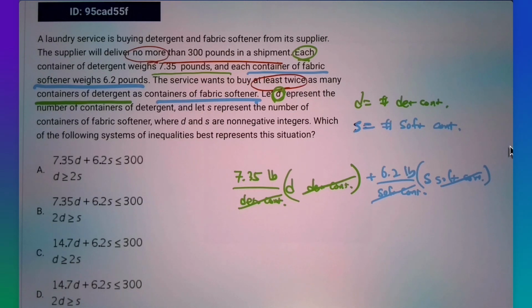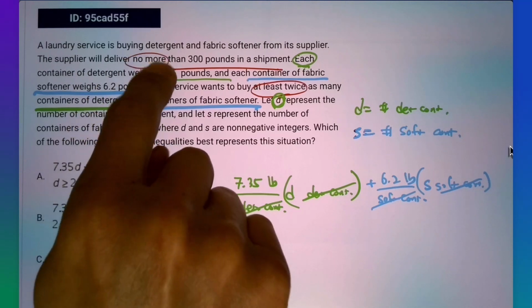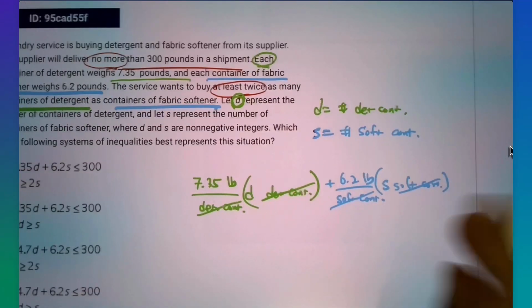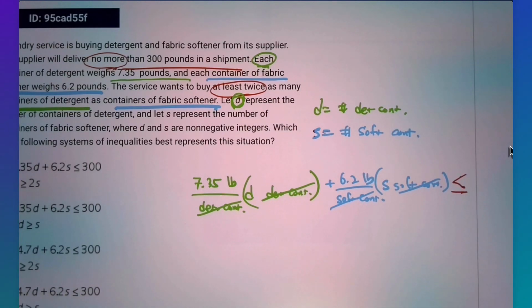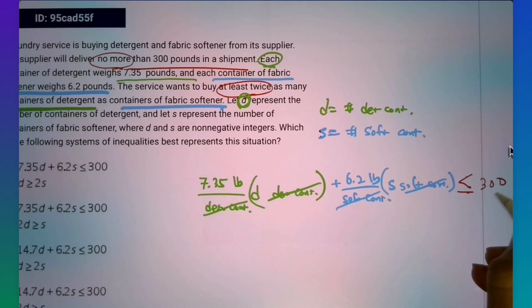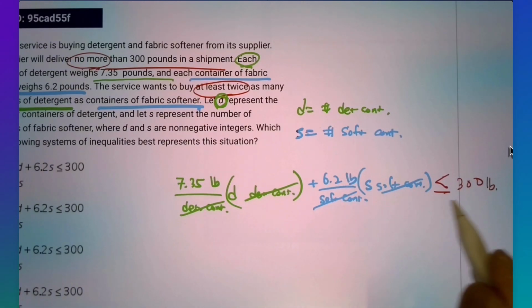So how does this tie in with the no more than 300 pounds? For that, we just have to write less than or equal to, because the words no more mean you can have up to that amount, but not beyond. So less than or equal to 300 pounds, and that's good because pounds plus pounds is less than or equal to pounds. Okay, so that's one inequality.